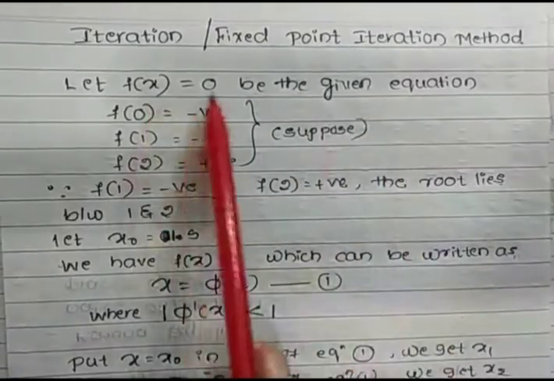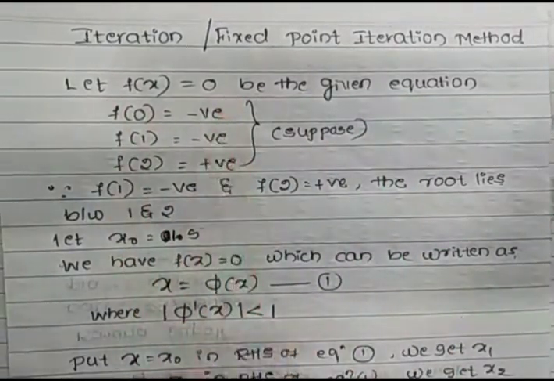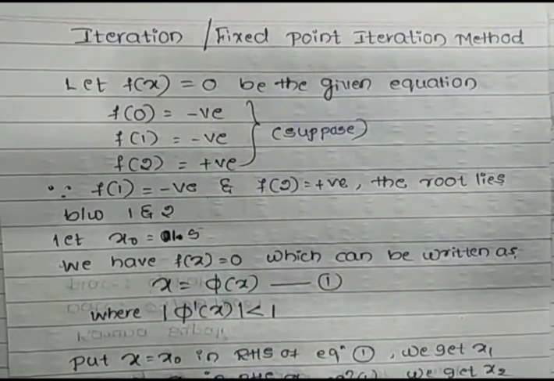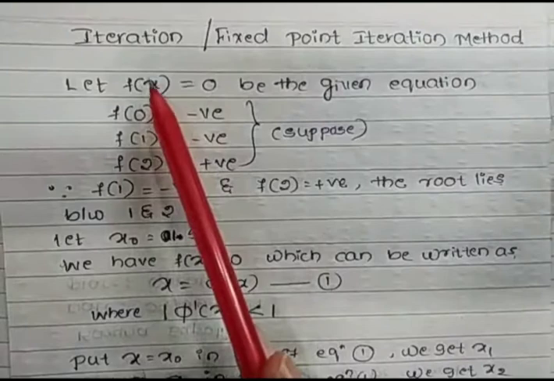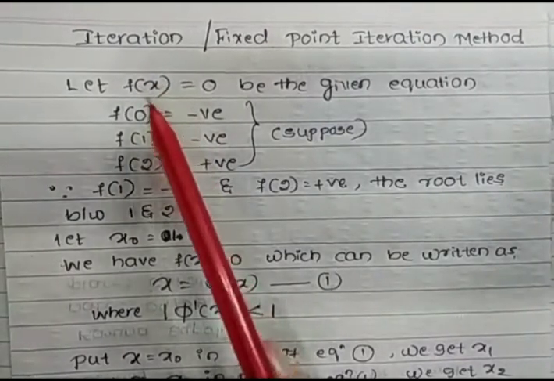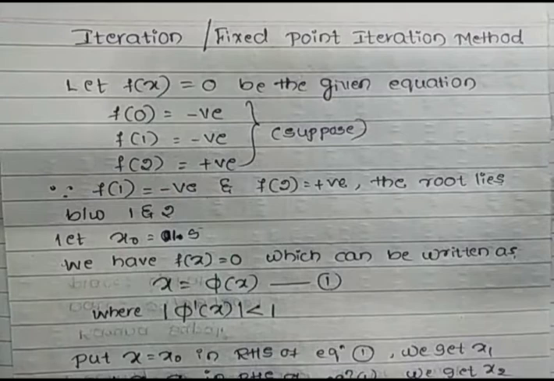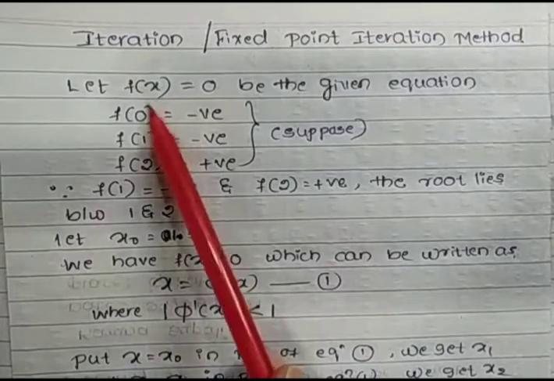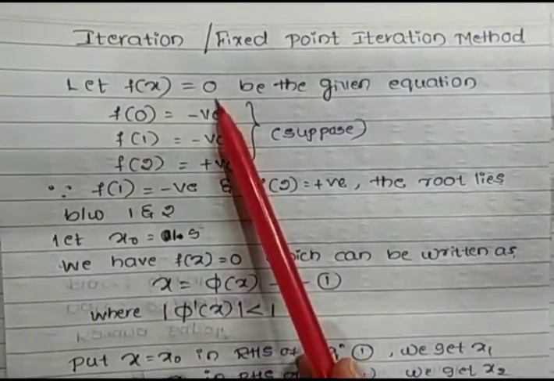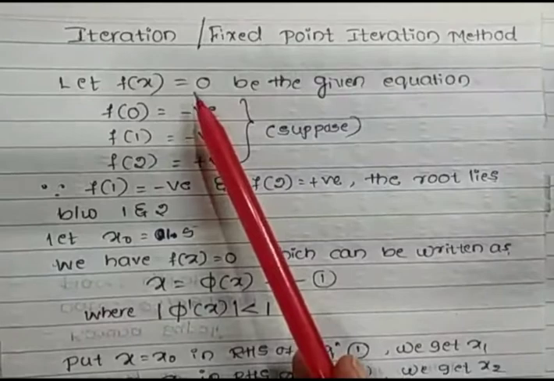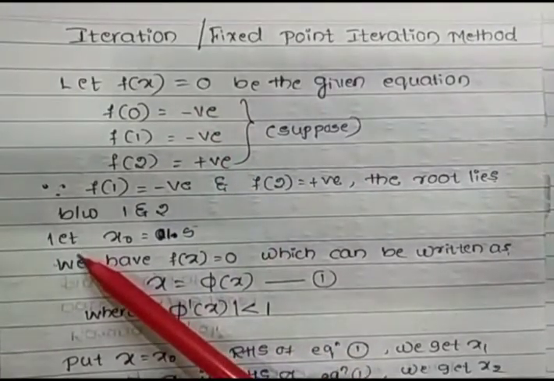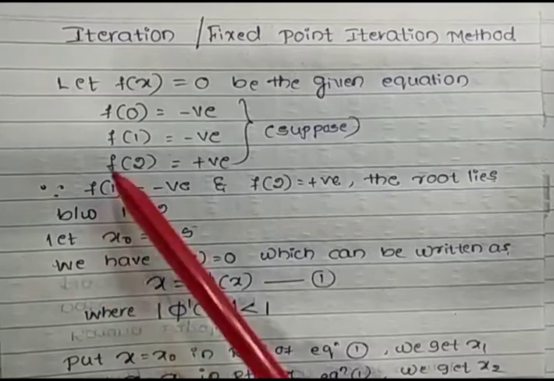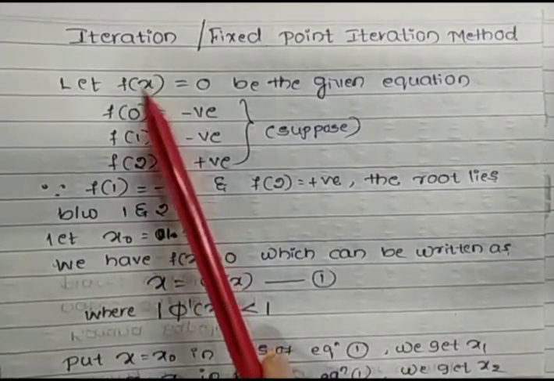After writing the given question in the form of f of x is equal to 0, next we keep on replacing the value of x as 0, 1, 2, 3, 4 until we get one negative and one positive value. So we need to find two approximate values by substituting 0, 1, 2, 3, 4 and so on, until we get one negative and one positive value. Same concept: first replace the x value as 0.